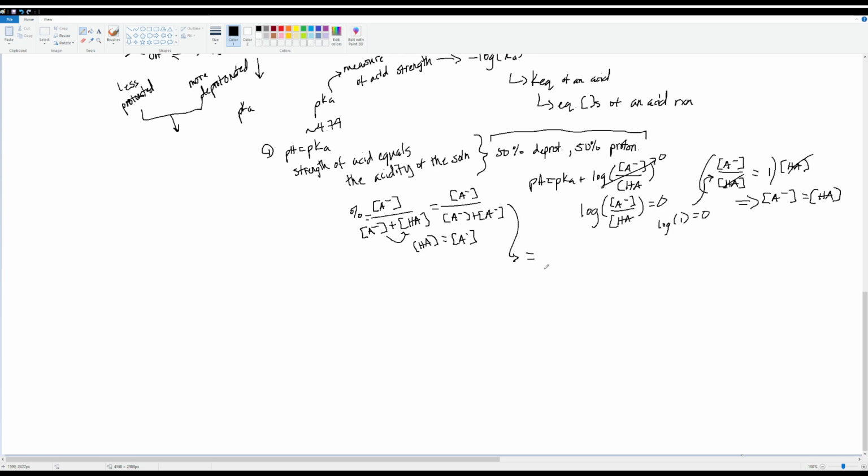Okay. And then we have something plus something else in the denominator that is that same thing. So we effectively have something plus itself, so that's just 2 of that thing. Not HA minus, A minus, there we go. Now we have A minus over 2 A minus. We can cancel that out, and what we're left with is 1/2. So our percentage is equal to 50%.